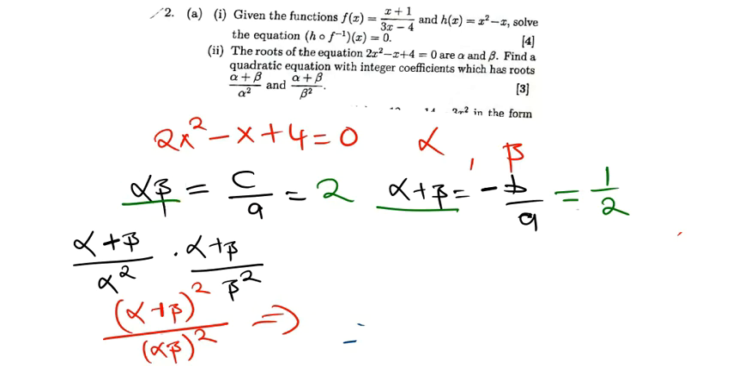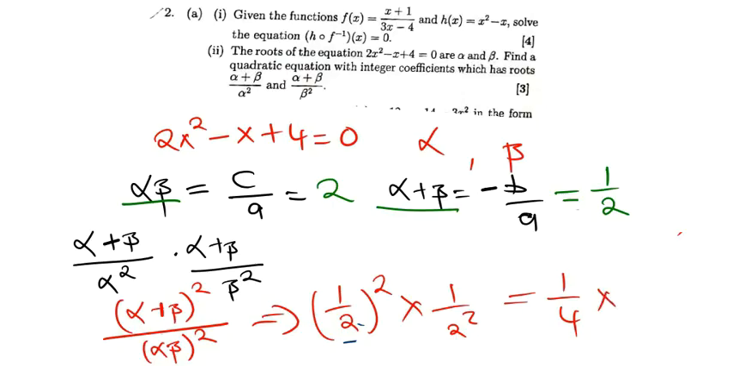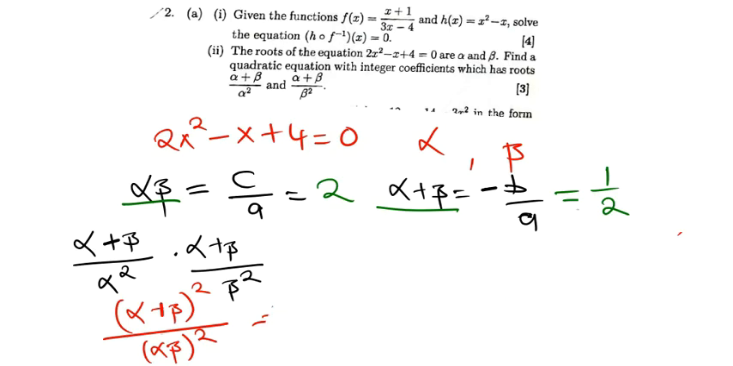Alpha plus beta is half, so that will be half squared divided by alpha beta, which is 2 squared. Now dividing by 2 squared is as good as multiplying by its reciprocal, which is 1 over 2 squared, and so you have 1 over 4 multiplied by 1 over 4, which I'm sure you know gives us what? 1 over 16, right? So at the end of the day, this is basically just equal to 1 over 16.